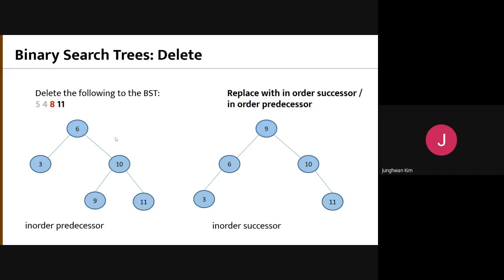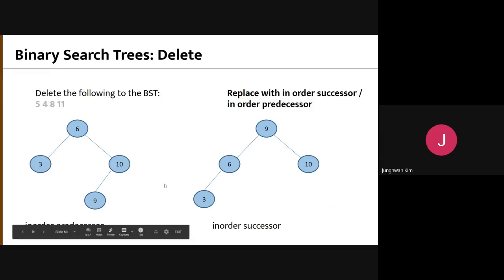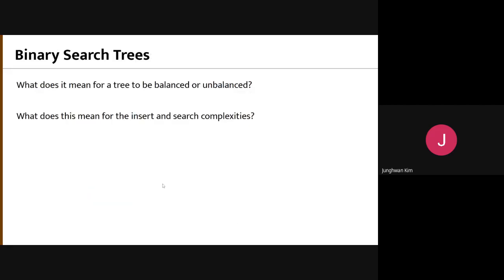And now, at last, we want to remove 11, but 11 does not have any child, so it's simple, we can just remove it directly. So this is the deletion for a binary search tree.